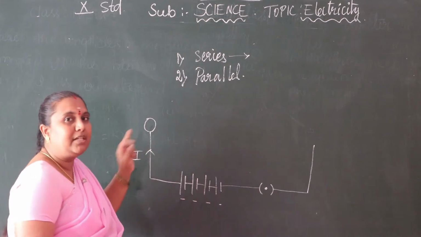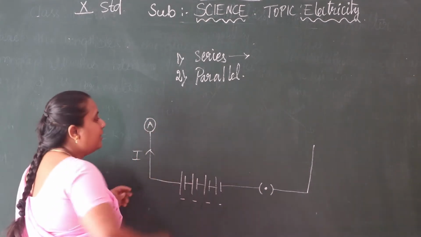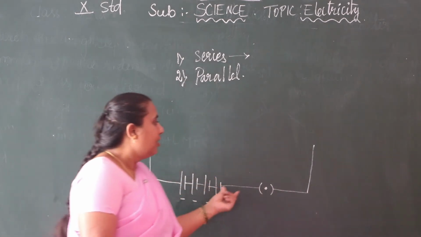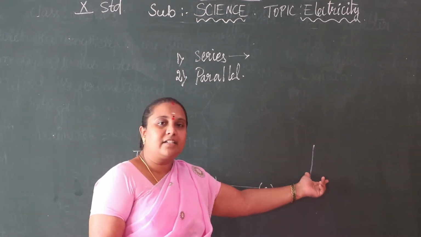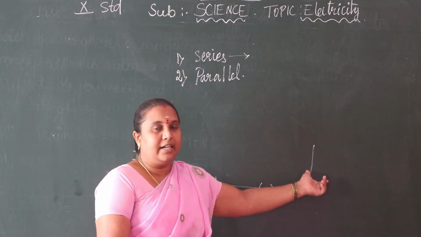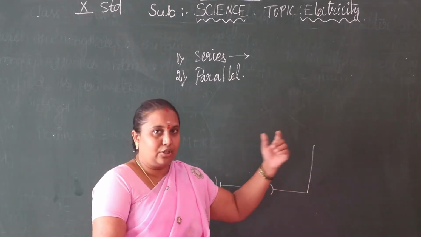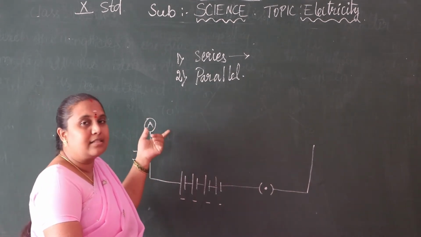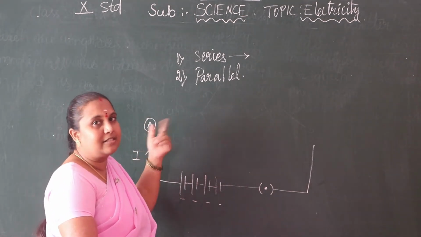Then the ammeter. We can connect the ammeter in series with the electric current. So we can connect it here, or here, or here. Anywhere we can connect the ammeter to find the electric current in an electric circuit. The ammeter is always connected in series in an electric circuit.